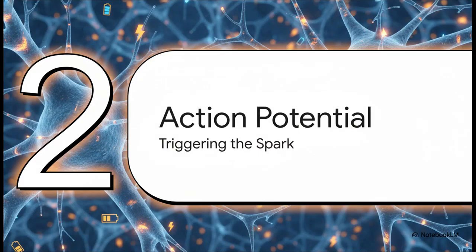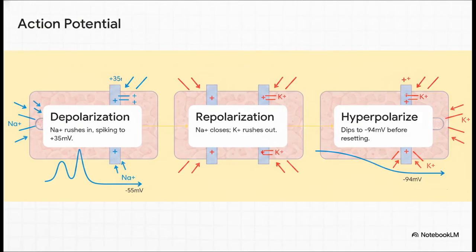Section 2. Firing the action potential. Okay, so the battery is ready to go, but how do we trigger the spark? Well, it requires an action potential, which is this massive all-or-nothing electrical surge. First, a stimulus hits a threshold of negative 55 millivolts, and suddenly it's like cellular dams just burst open. Sodium rushes in, causing the internal charge to flip and spike all the way up to positive 35.